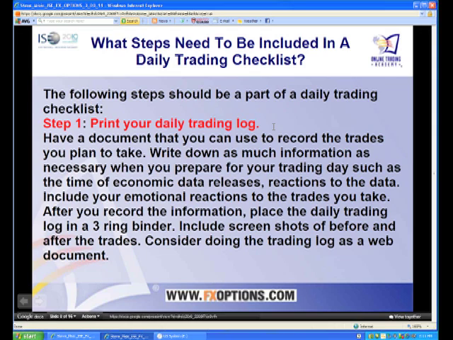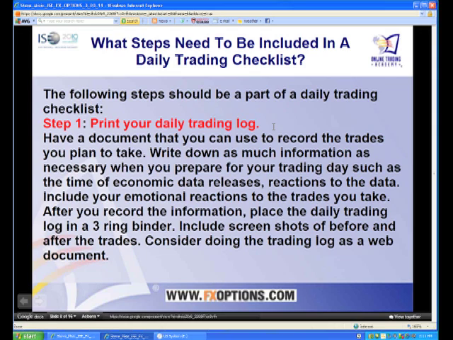such as all the information of the time that the economic data is released during the day when you trade. You want to write down what the reactions were to that economic data if you happen to be trading short-term trades. You also want to include your emotional reactions to the trades that you take, because you want to have a record of how you felt when you took the trade. Were you comfortable? Were you nervous? What did you do right? What did you do wrong?